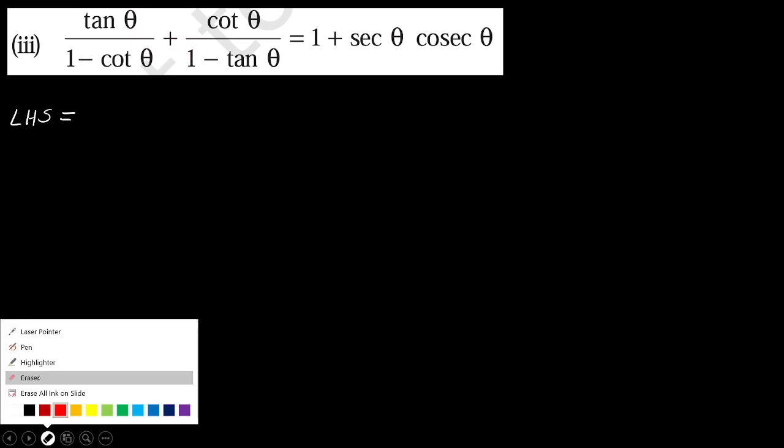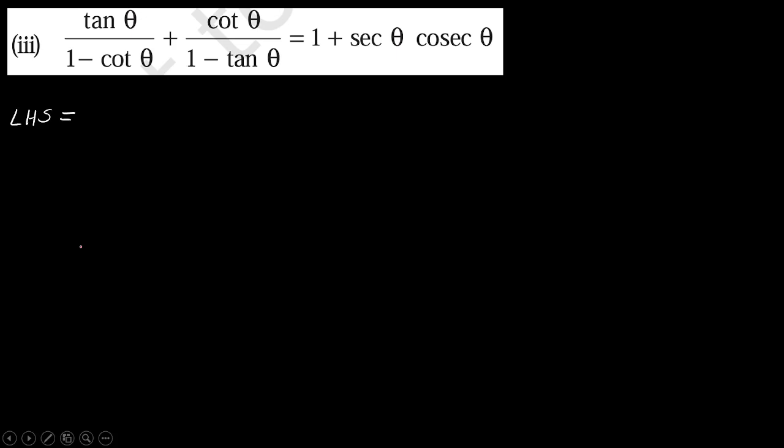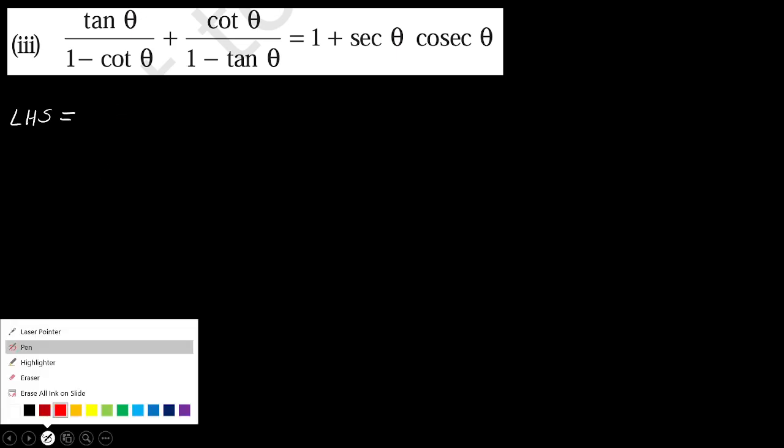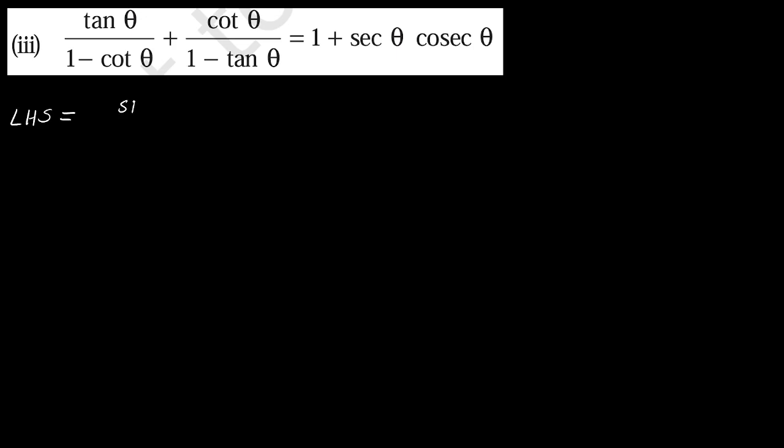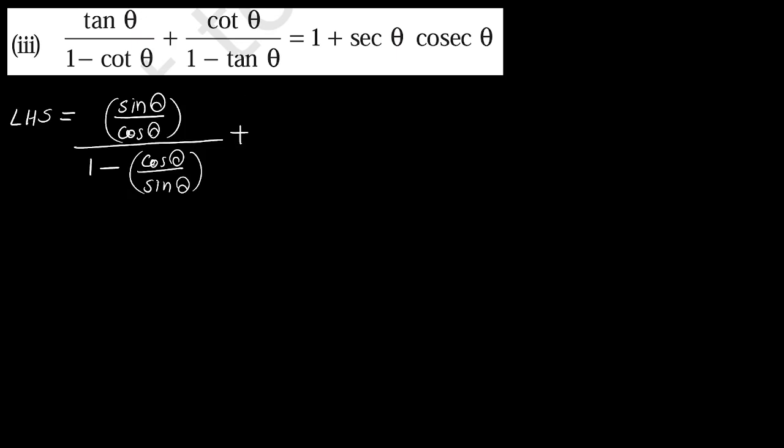In most of the simplification questions, tan theta is written as sin theta by cos theta. Not always, but in most. Cot theta is written as cos theta by sin theta. We have studied that. Okay. So, in the denominator, 1 minus tan theta is written as 1 minus sin theta by cos theta.